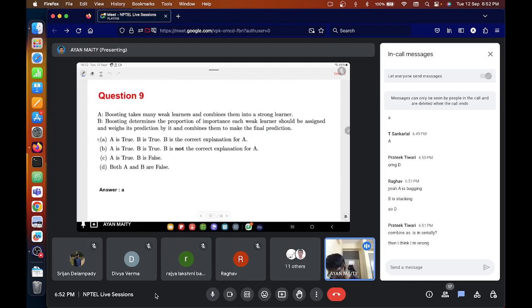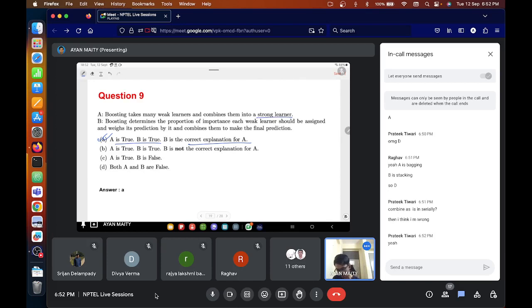The correct answer is option A, that both these statements are true, and B is the correct explanation. Statement A is boosting takes many weak learners and combines them into a strong learner. In every iteration we train a new weak learner, we combine them sequentially or serially, and we also compute the importance factors for every weak learner based on its accuracy.